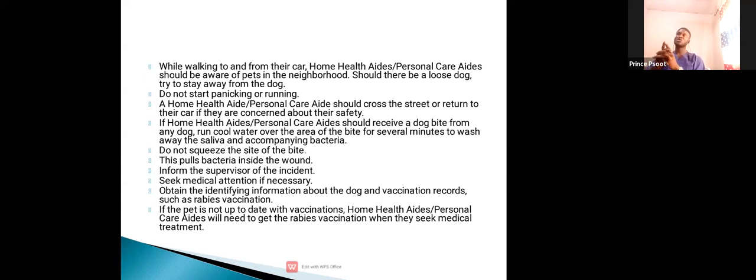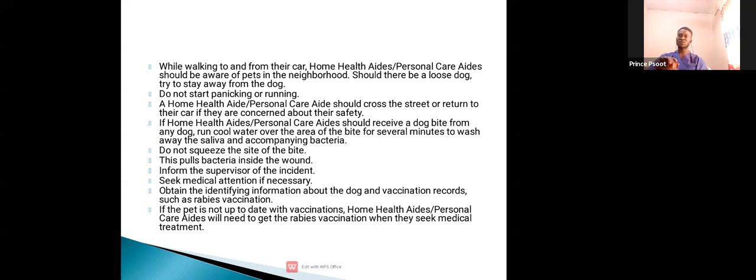You have been bitten by a dog. The first thing to do is to run cold water over the area of the bite for several minutes to wash away the saliva and the accompanying bacteria. Don't squeeze the side of the bite. This pulls the bacteria inside the wound. Inform the supervisor of the incident and seek medical attention. Of course, it's necessary, so you seek medical attention.